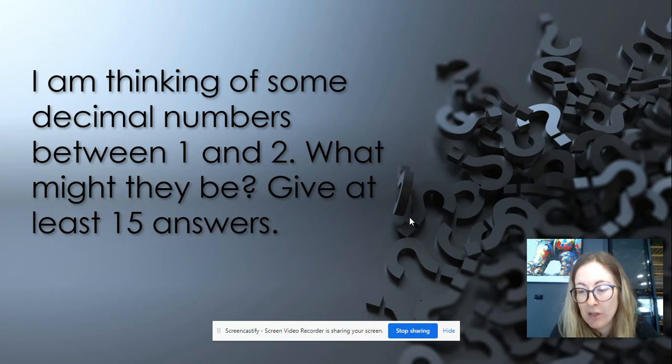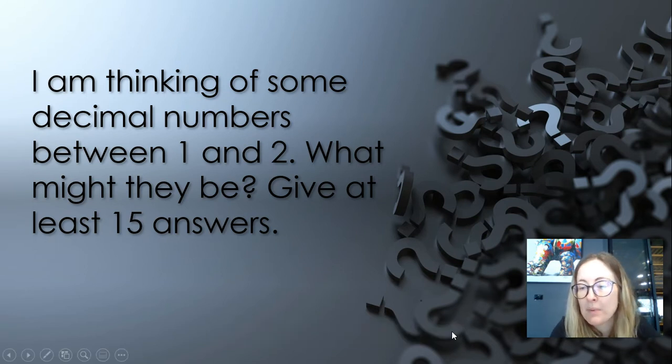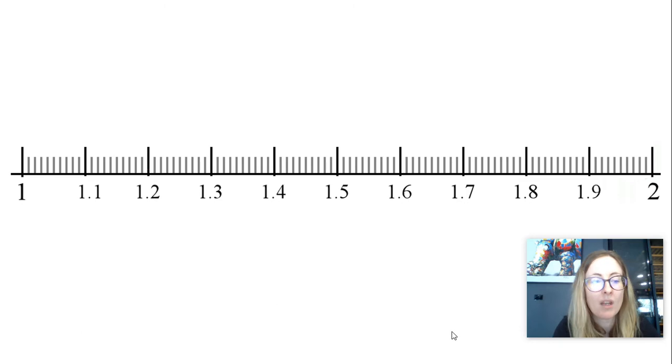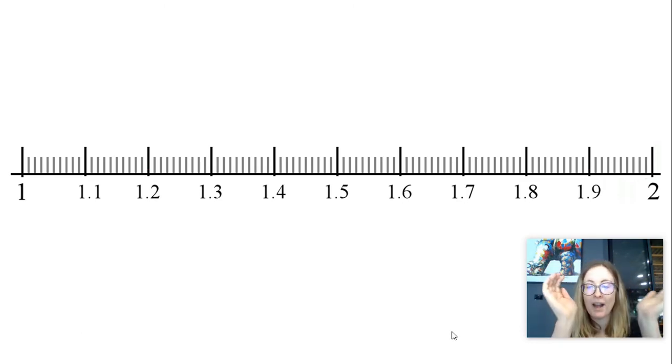So you might look at that and feel a bit overwhelmed, but I'm going to explain to you how we can answer that question. One of the best ways to picture decimal numbers in this way is on a number line, and that will really help you with today's task as well. So here I have a number line between 1 and 2. So that is one whole number between 1 and 2.